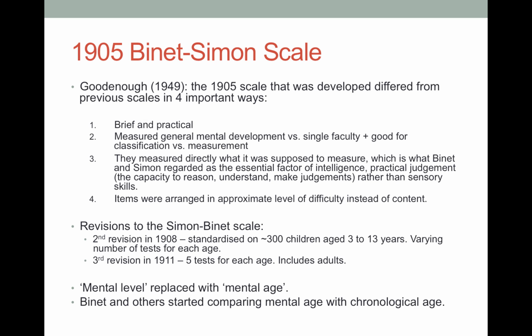The Simon-Binet underwent a number of revisions. In 1908, there was the second revision, and in 1911, there was the third revision. The 1908 test was standardised on approximately 300 normal children aged 3 to 13 years, and the number of tests for each age level varied. In the 1911 test, each age level had exactly 5 tests, and this scale also went up to adult range. Because of the emphasis on mental level for each age group, the term mental level was soon replaced with mental age. Binet and others started comparing mental age with chronological age.